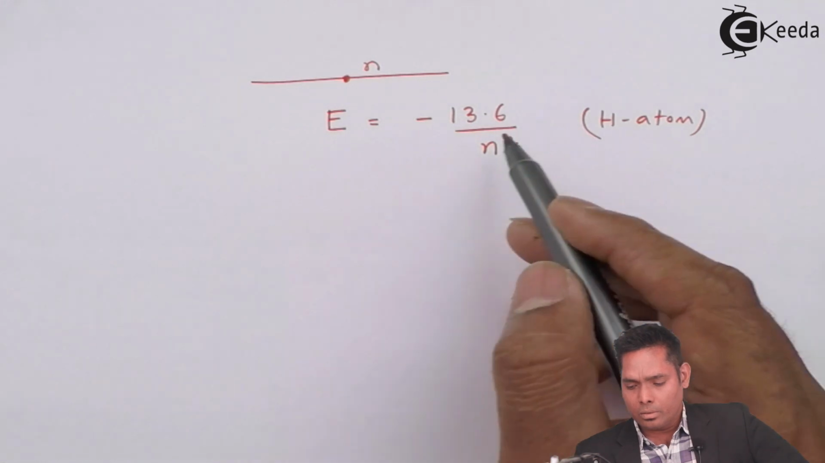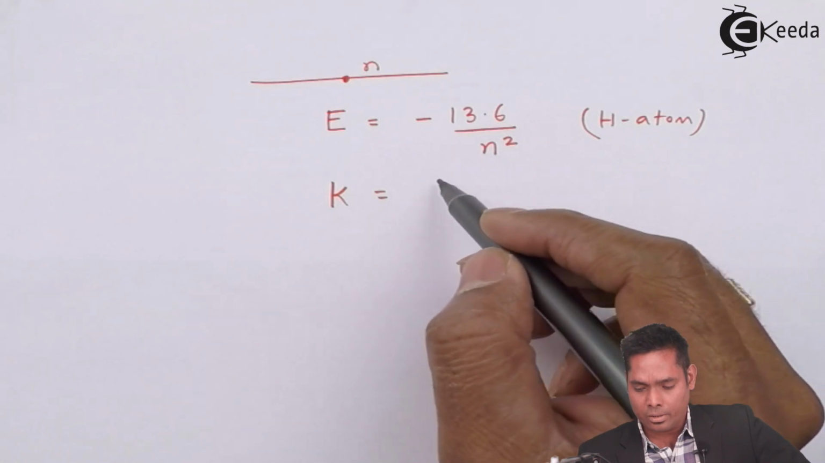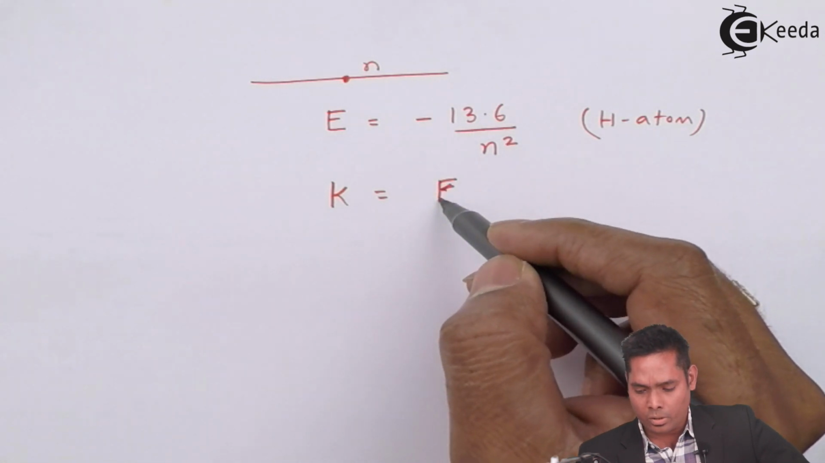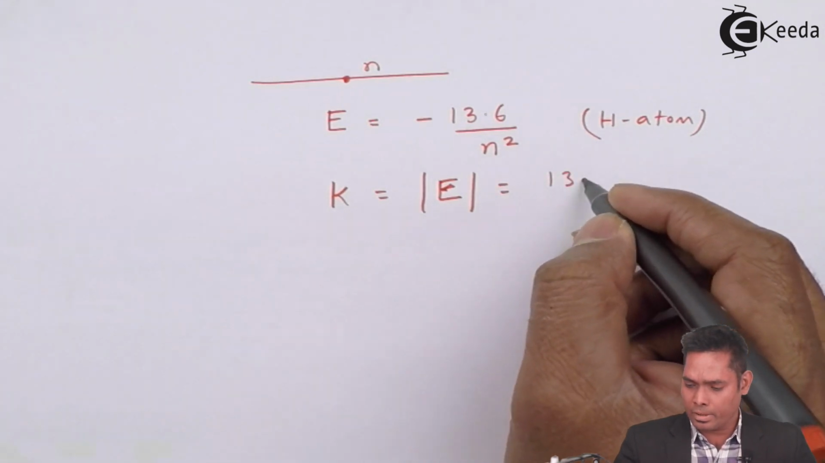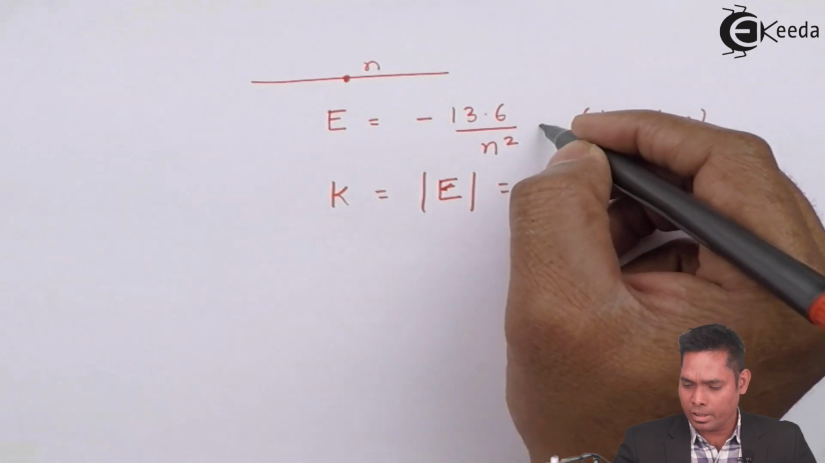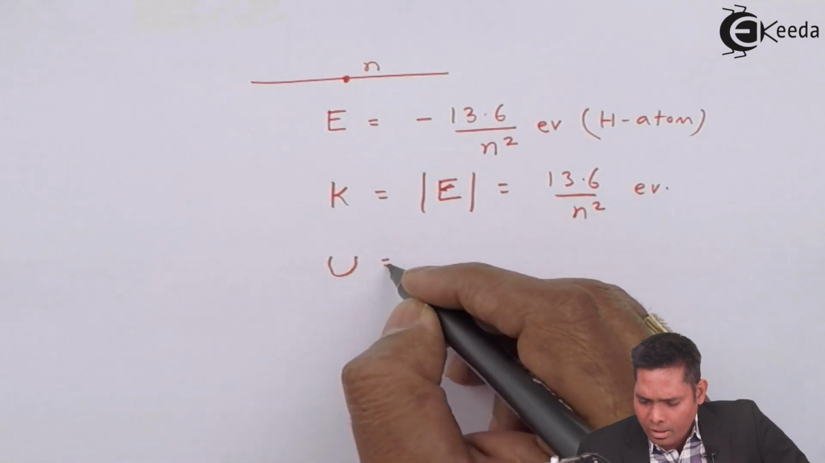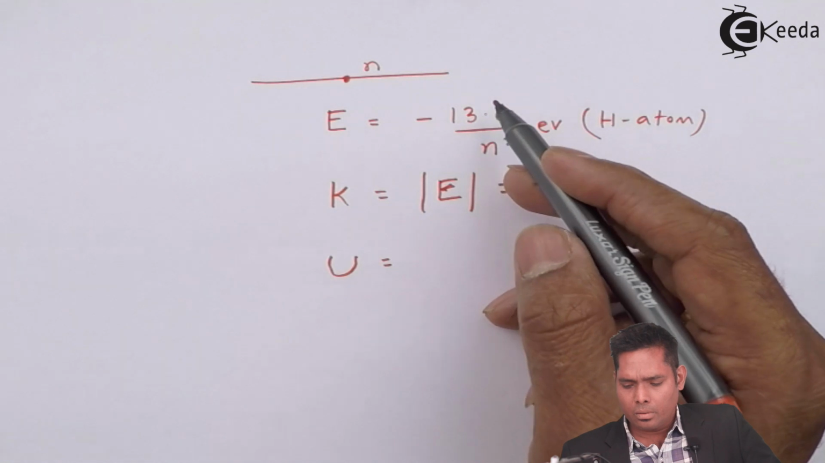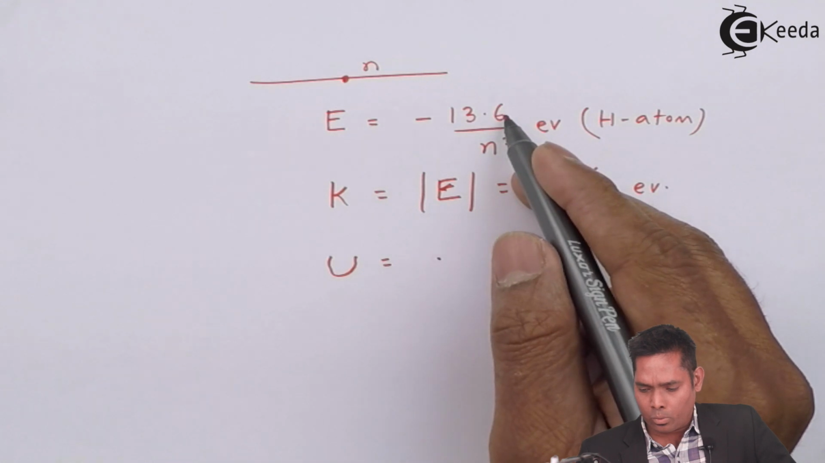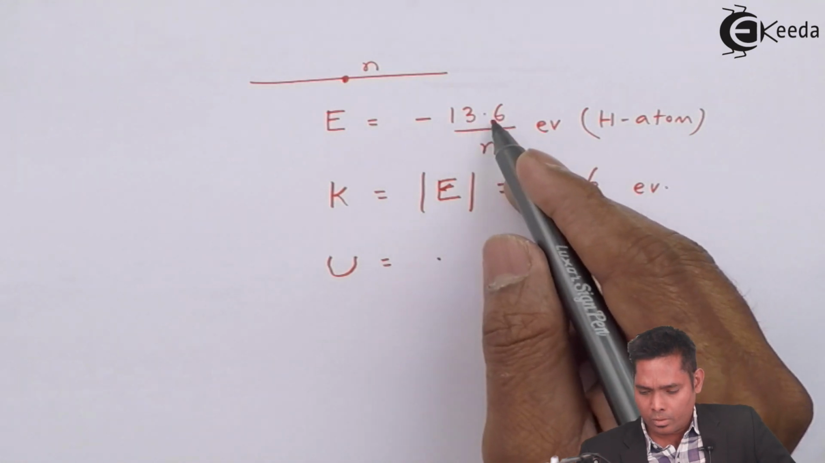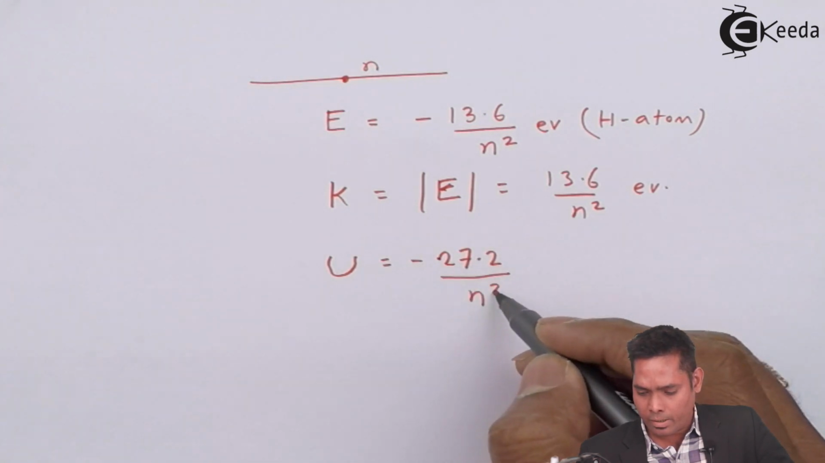And the kinetic energy is equal to the total energy in magnitude. That means the kinetic energy is 13.6 divided by n square, obviously in electron volt. And the potential energy is 2 times the total energy, so if I multiply by 2, it is minus 27.2 divided by n square electron volt.